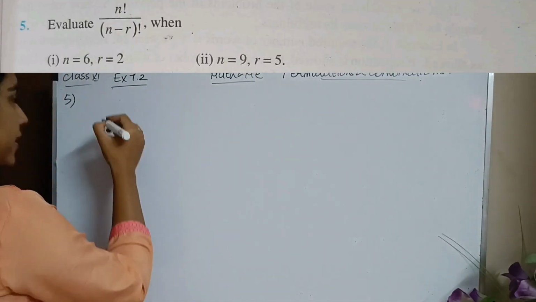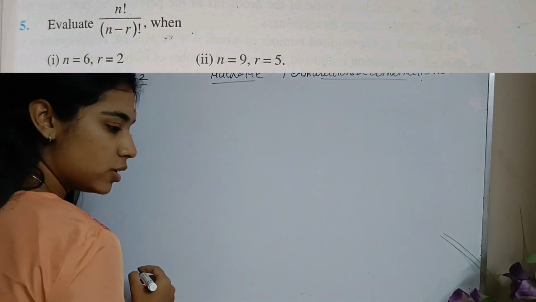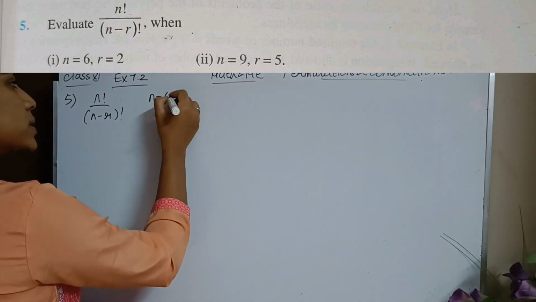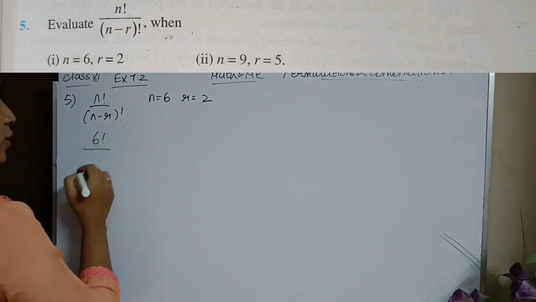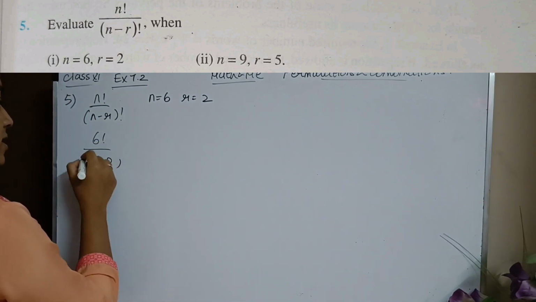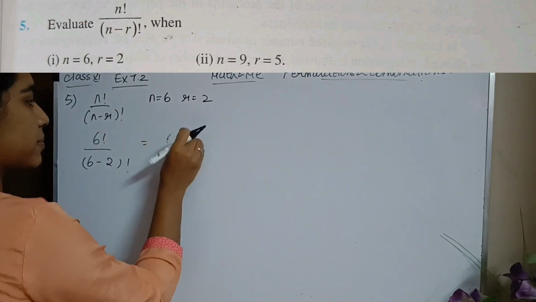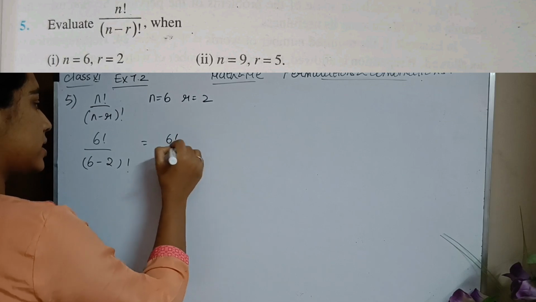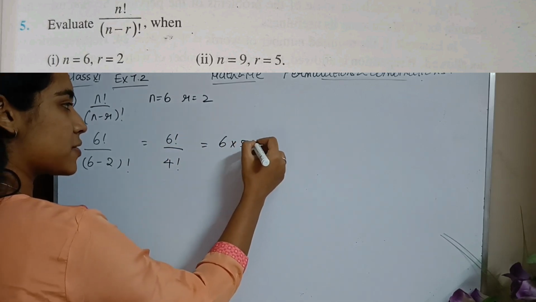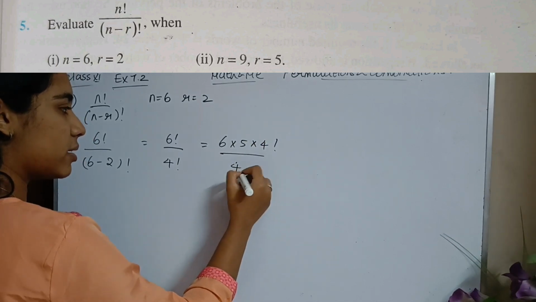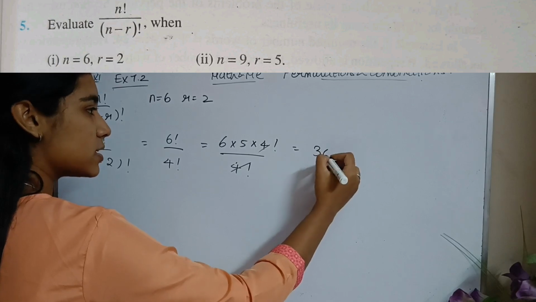Question number 5. Evaluate n factorial divided by n minus r the whole factorial, where n equals 6 and r equals 2. So simply substitute the values. I have 6 factorial divided by 6 minus 2 the whole factorial. Okay, I'll go step by step. 6 factorial divided by 6 minus 2, which is 4 factorial. So I can write this as 6 times 5 times 4 factorial divided by 4 factorial. So this and this will get cancelled. So I have 6 times 5, which is 30.